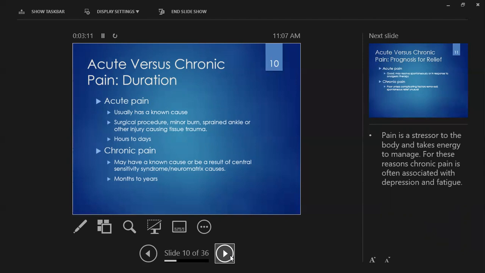3 months, that's right. Surgical procedures, burns, sprained ankles, tissue trauma injuries are going to cause acute pain. Remember that pain is a stressor on the body. It's going to take energy for the patient to manage the pain. So chronic pain patients could be depressed and fatigued because they're constantly using energy, not just emotionally and psychologically, but bodily energy to manage their pain.